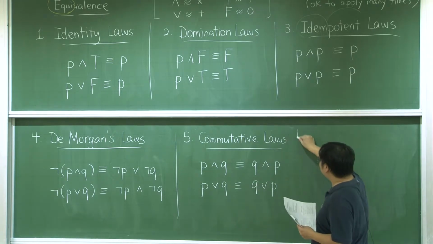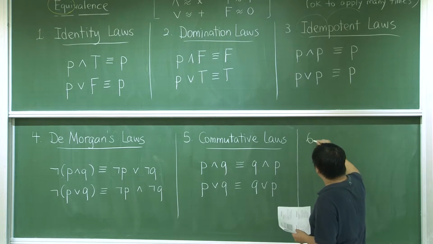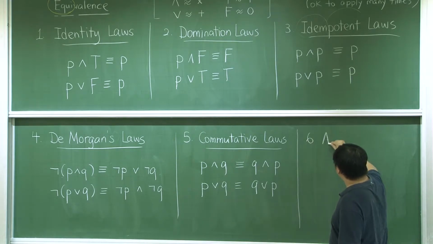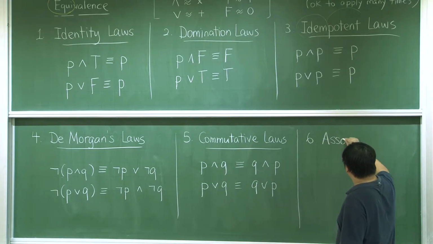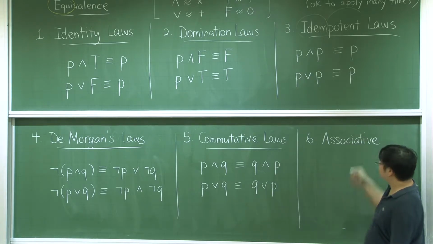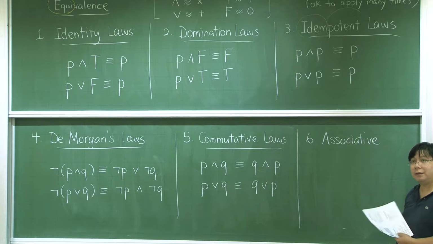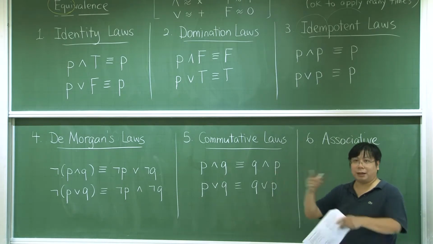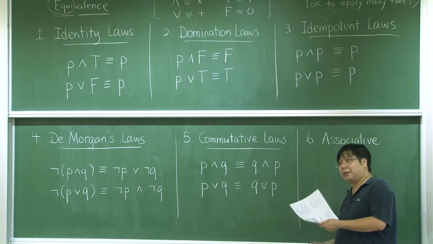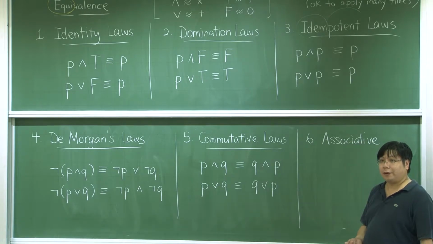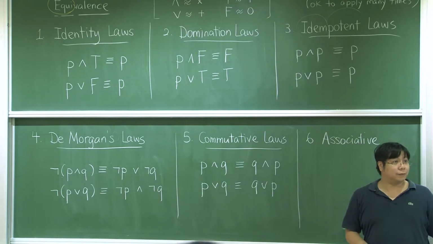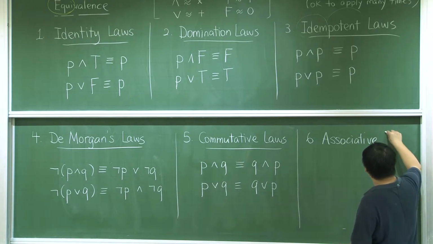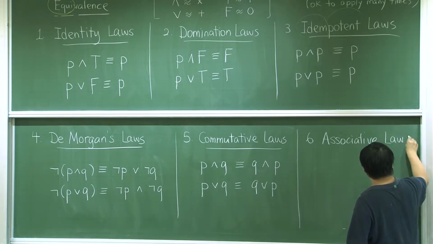Okay, the next one. Next one is associative law. All these laws also happen to appear in your algebra course or in arithmetic course. Like 5 plus 3 is equal to 3 plus 5. 5 times 4 is equal to 4 times 5. Okay, commutative law. So associative law is this one.